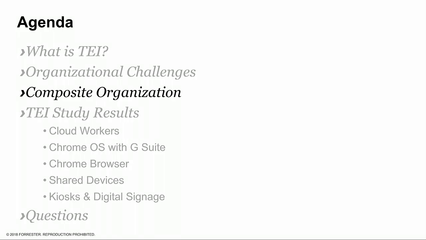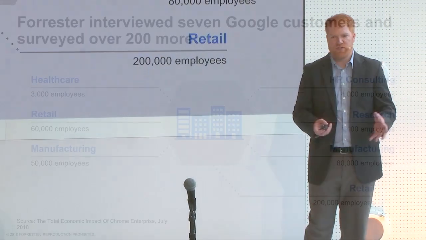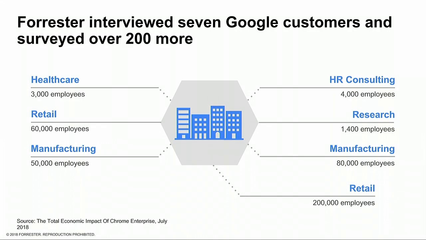So I'm going to pause for a moment. We're going to go into what a composite organization is, because we need to have a baseline understanding of what the size of these organizations are that are achieving the benefits in our studies. And so for all 5 studies, we utilize the same size of a composite organization. And a composite organization is essentially an amalgamation of the customers that we interviewed. And we went out and we interviewed 7 Google customers that were using Chrome Enterprise across multiple industries. Now these customers range in size from 1,400 employees to over 200,000 employees. They operated in different markets like healthcare, retail, manufacturing, even HR consulting and research.